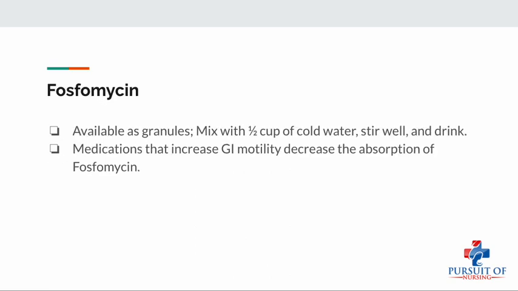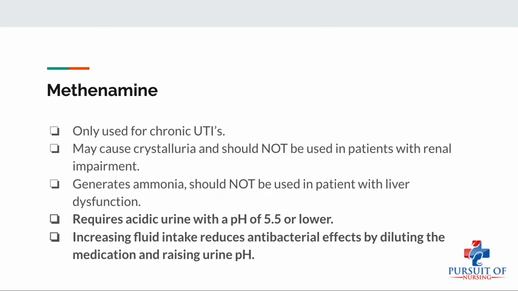All right, so fosfomycin, it's available as granules. You want to mix it with half a cup of cold water, stir well, and drink. Medications that increase GI motility will decrease the absorption of fosfomycin, so you want to try to avoid those with concurrent use of fosfomycin. Methenamine, it's only used for chronic UTIs.